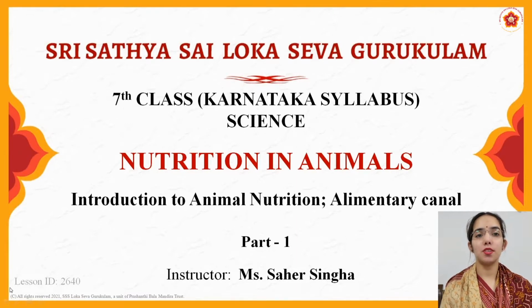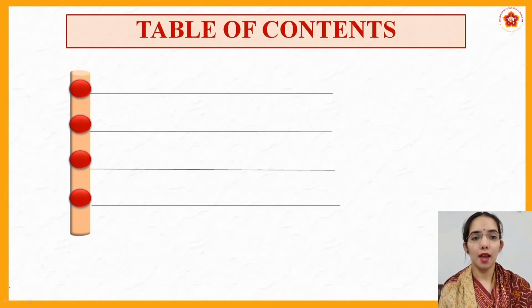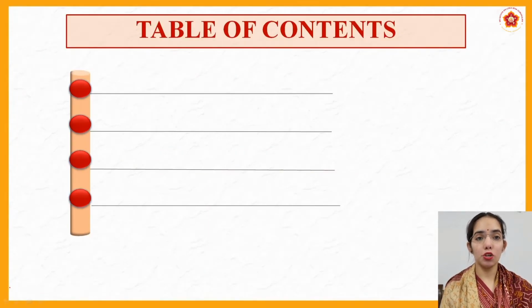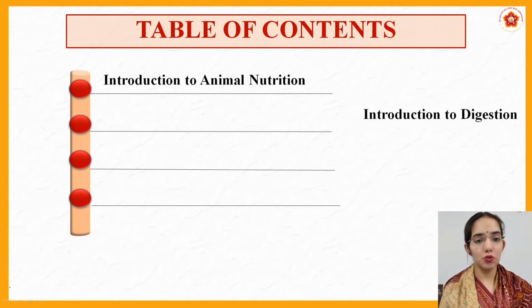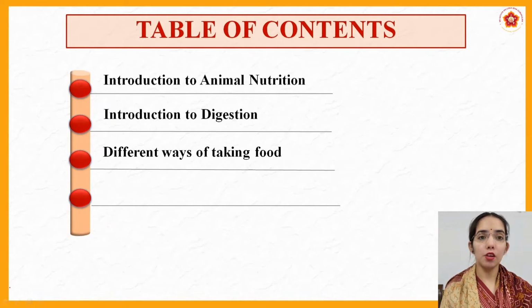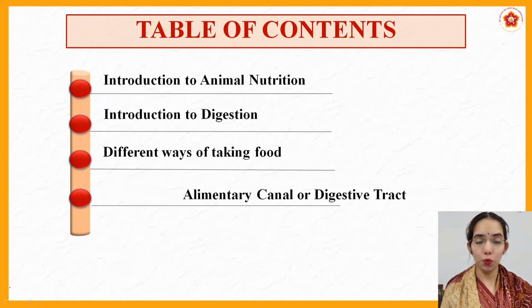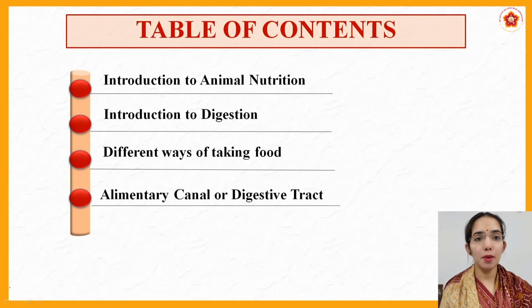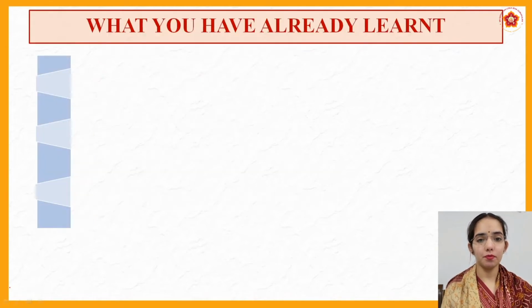Today we are going to start a new chapter. The name of the chapter is Nutrition in Animals. Let's have a look at the contents for today's class. Introduction to animal nutrition, introduction to digestion, different ways of taking food, and alimentary canal or digestive tract.